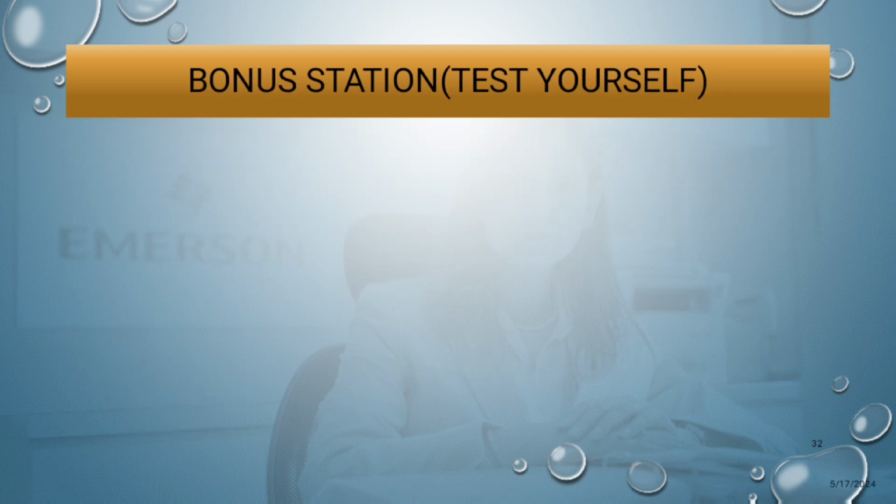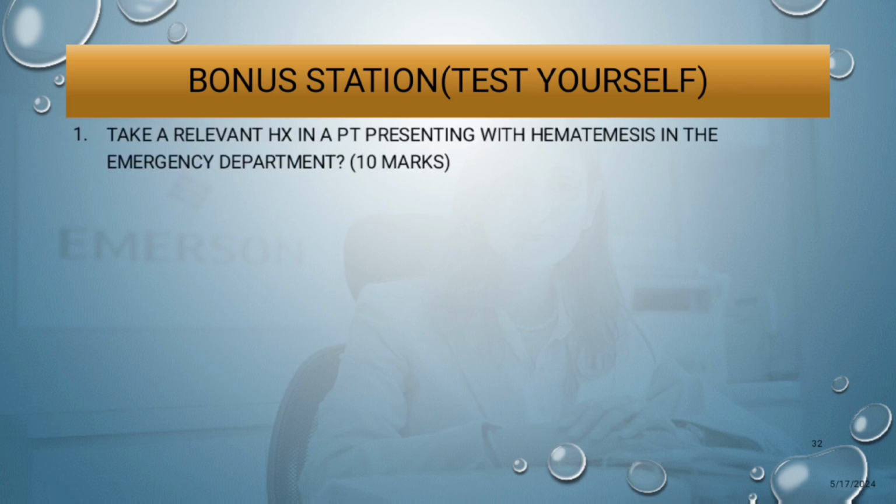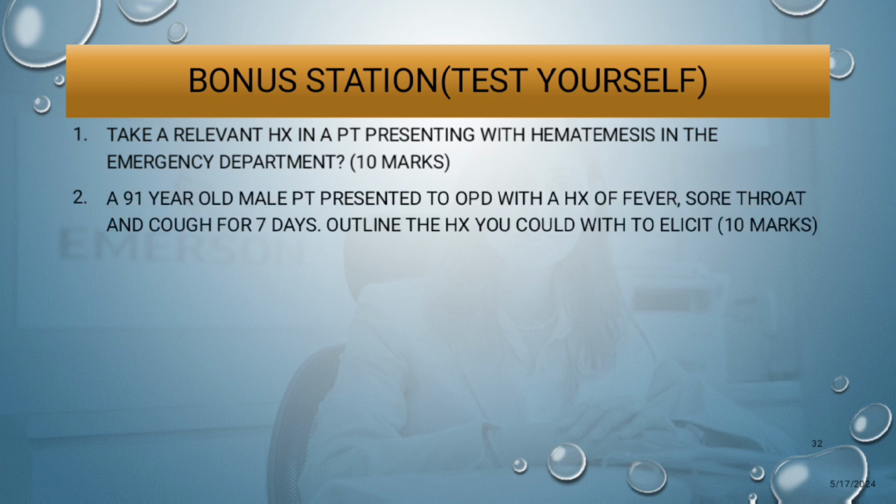And finally, these are some of the bonus questions where you can test yourself. So you can even answer them in the comment section. So the question: take a relevant history in a patient presenting with hematemesis in the emergency department. So this is take history for hematemesis, that's 10 marks. A 21-year-old male presents to the OPD with a history of fever, sore throat, and cough for 7 days. Outline the history we wish to elicit, 10 marks.